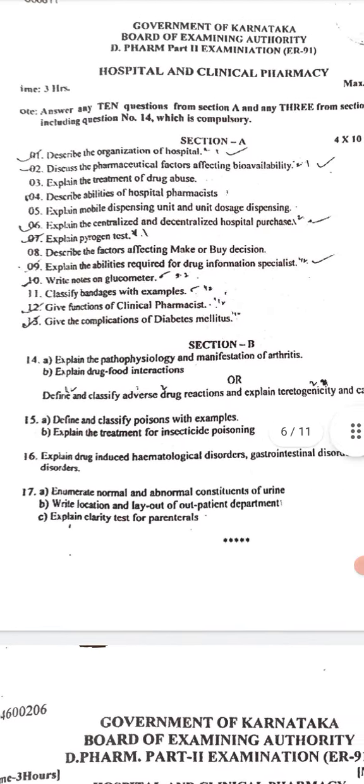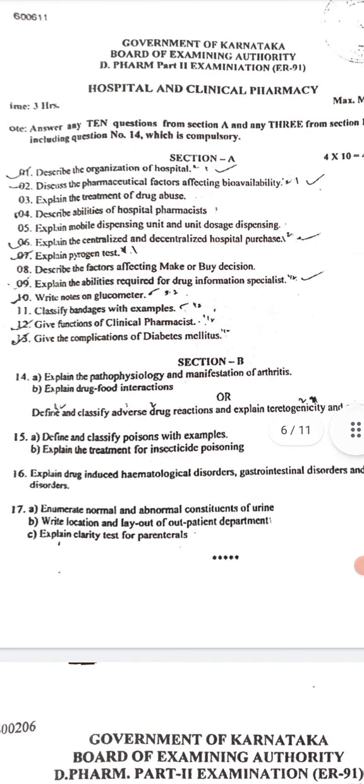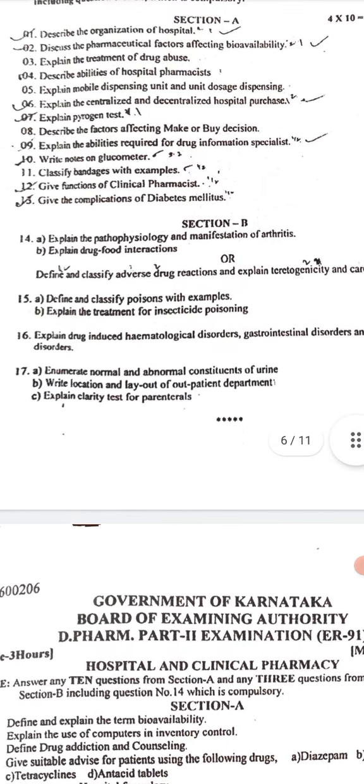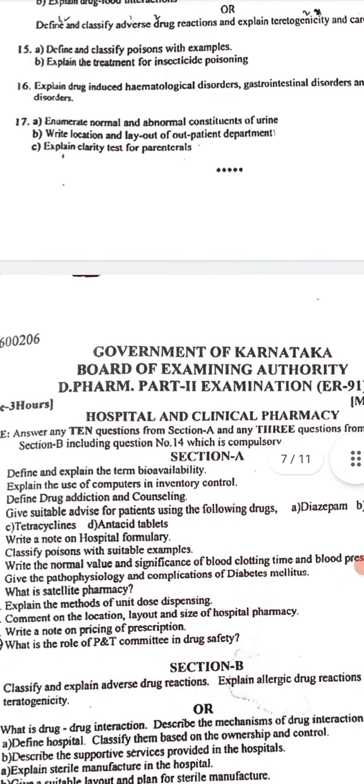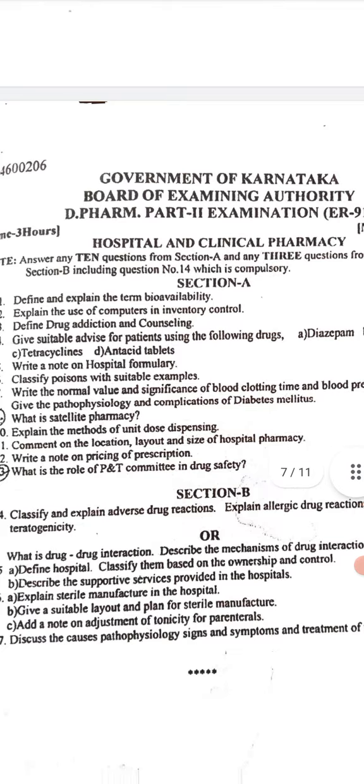17 is enumerate normal and abnormal constituents of urine. B is write the location and layout of the outpatient department. C is explain the clarity test for the parenteral. This is the one question paper. Another question paper in continuity I am going to read out.